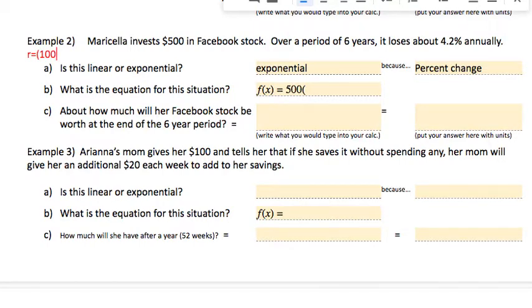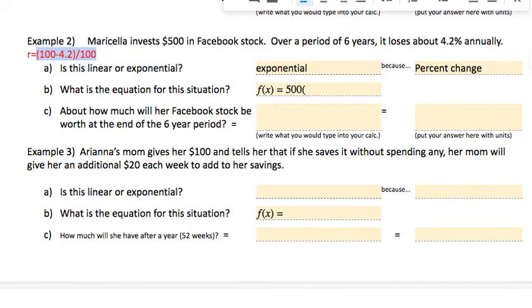And then I have to add or subtract the percent change. In this case, we're losing money, and so I have to subtract 4.2. And then I divide my answer by 100 just to convert that percent into a decimal. And so that's going to be my growth rate.